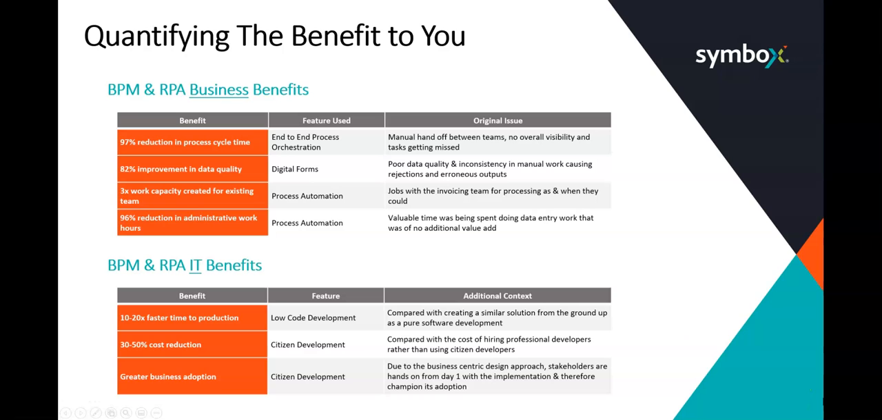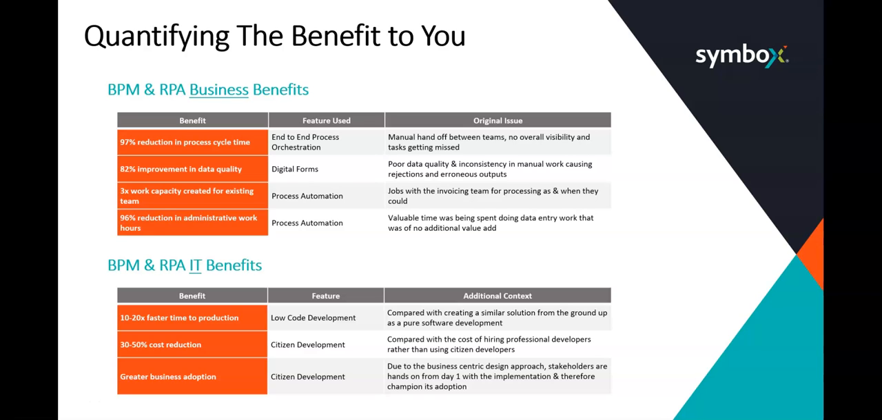So what I would like to do now is talk about the benefits that implementing a solution like this could offer to you. So at the top here, we've got the business benefits, and you can see that we've got 97% reduction in process cycle time. So this is by implementing end-to-end process orchestration. We have customers which have taken months, if not going into years, processes, and we've reduced that into days. And likewise, we've got customers which have taken hour-long processes, and we've reduced that to minutes.